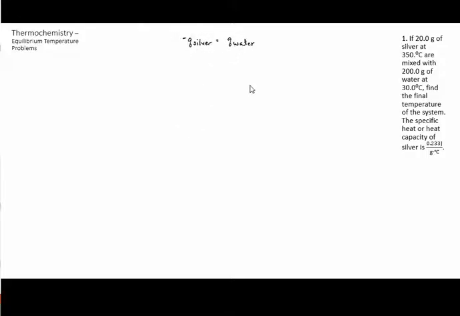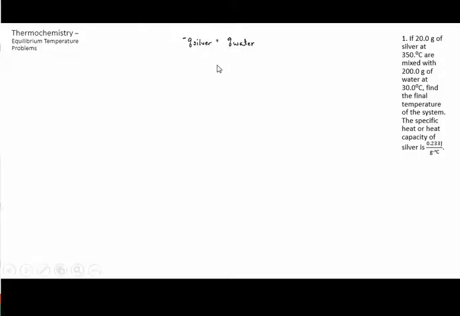We've isolated a tiny little part of the universe, as if it's completely, perfectly insulated from everything else in the universe. It's a mini universe we've got here, okay? So whatever energy leaves the silver goes to the water, or vice versa. So what we need are the equations that fit this.